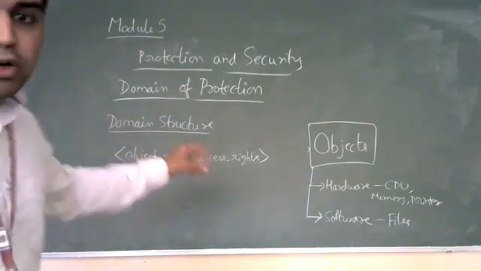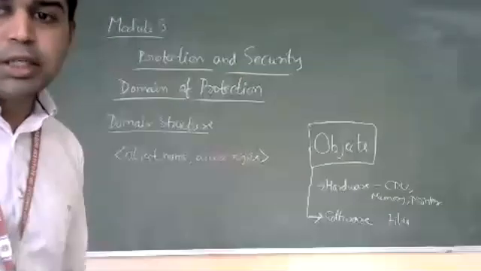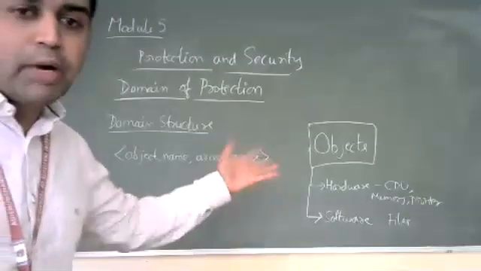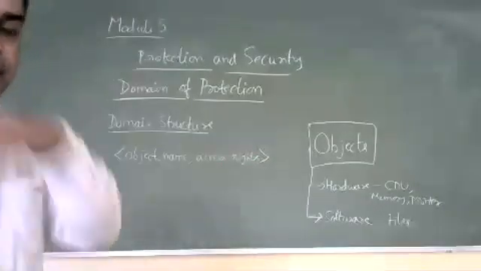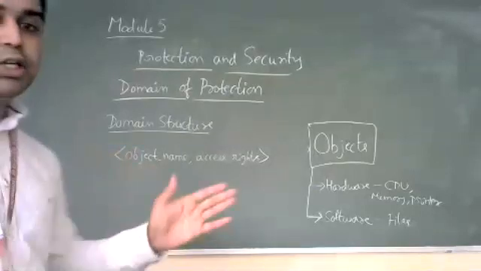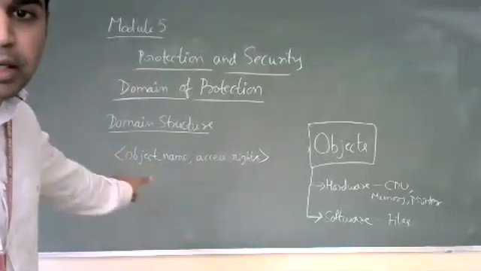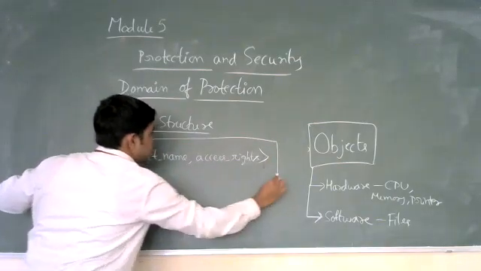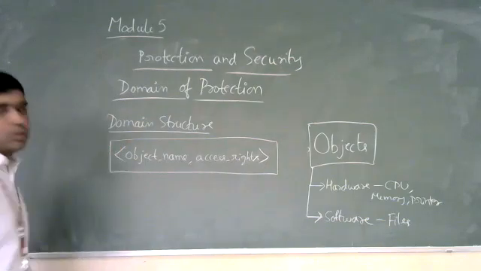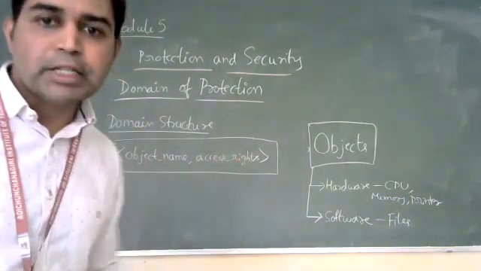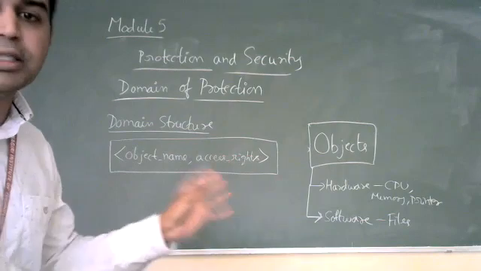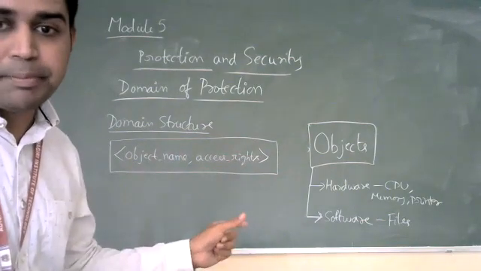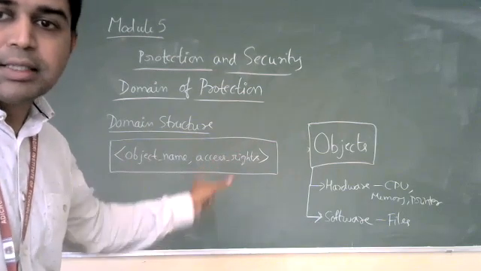So after knowing what kinds of objects we have in our computer system, it can be your hardware objects or software objects. The next thing is the domain structure. Your domain structure will be in this format. Within the angular brackets, what I have written now, that is your domain structure. It will have object name, comma, access rights.